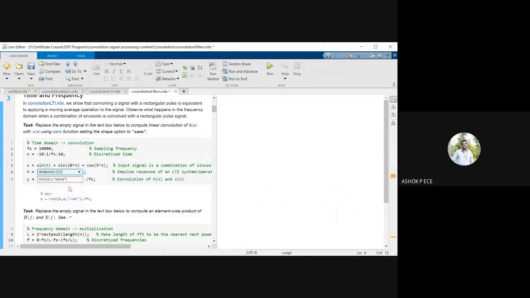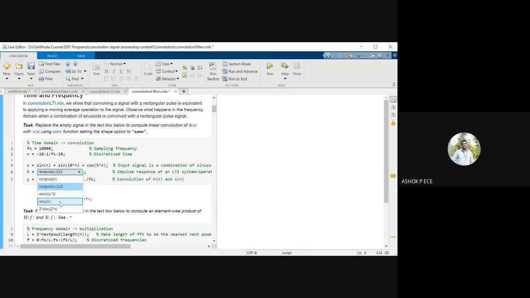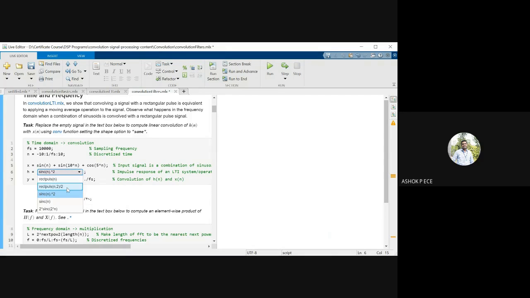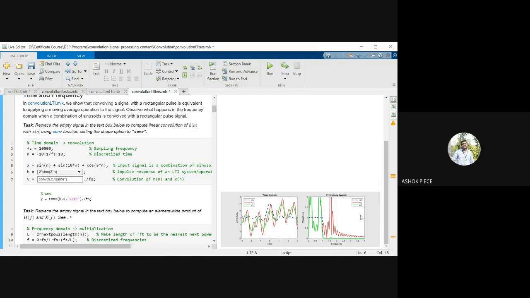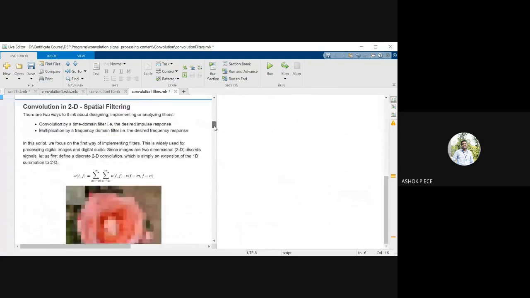So now another form of rectangular pulse I have taken, you can see the output will be different. Sinc square function they have taken. You can see the output variation. And finally, we have two sinc functions. Get the answer. Okay, so this is in MATLAB. The only thing we have to do is vary the input waveforms and see what the output is.